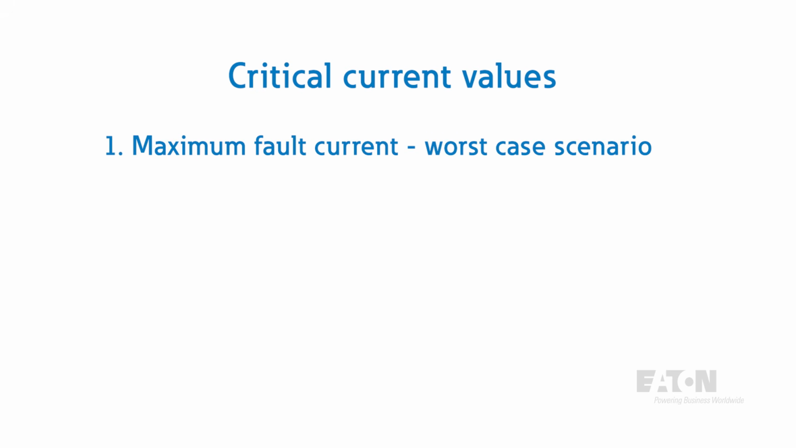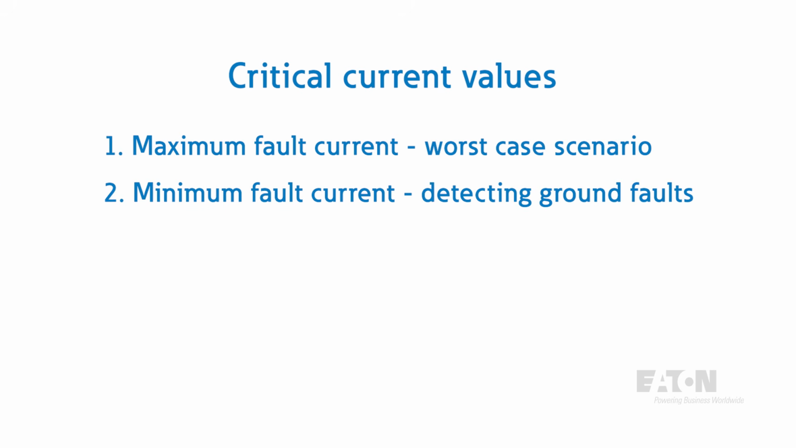To protect these systems effectively, it's important to understand three critical current values. First, there's the maximum fault current. This represents the worst-case scenario, the highest level of current that could flow during a fault. Next, we have the minimum fault current, which plays a crucial role in detecting ground faults. And finally, the load current, which is simply the normal operating current that flows when everything is working as expected.